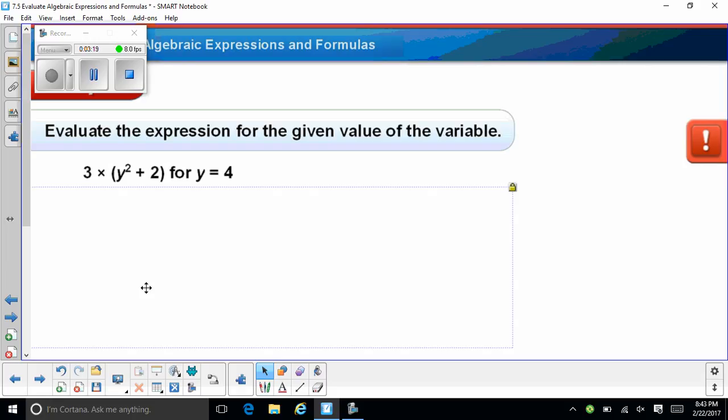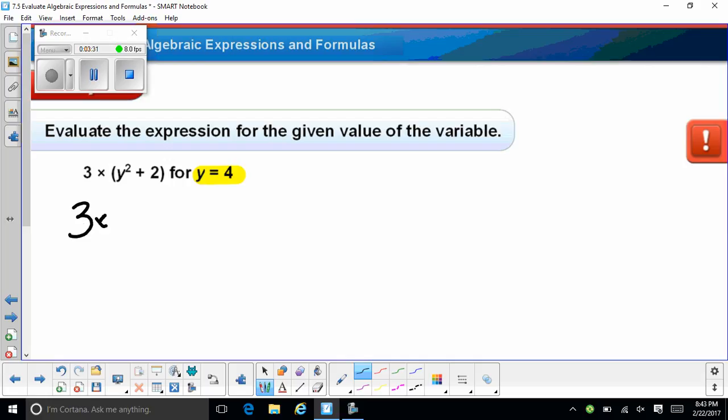In this particular expression, I'm looking at my variable, which is y, and I'm going to substitute 4 for the letter y. I'm going to go ahead and rewrite my equation, and wherever I have y, I'm going to place a 4. Alright. Please excuse my dear Aunt Sally.